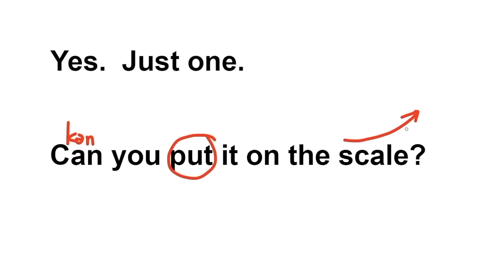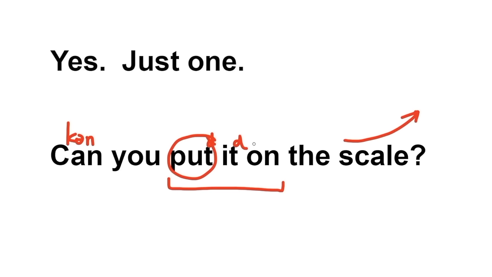And notice my flap T's making this little three-word phrase very smooth. Put it on. Put it on. Can you put it on the scale? Not true T's, but just flapping the tongue against the roof of the mouth to make the connection between the words smoother. Put it on.